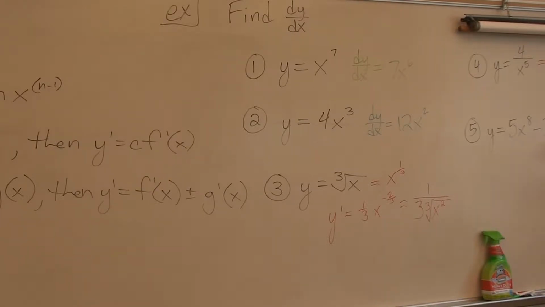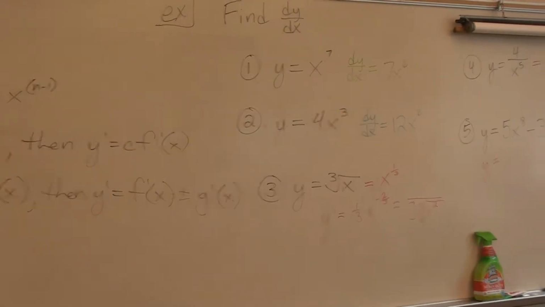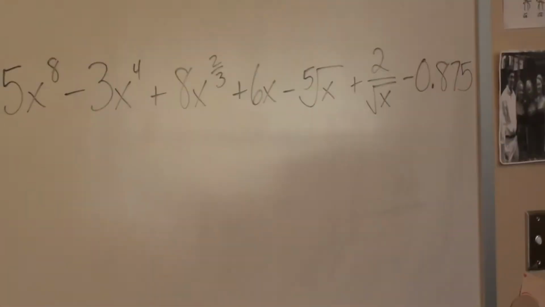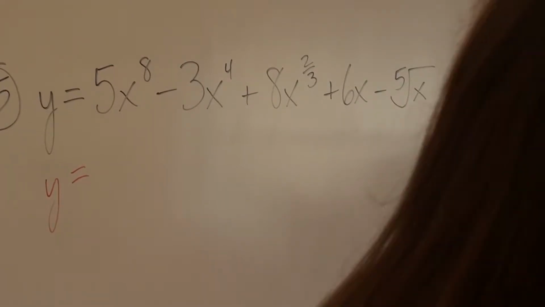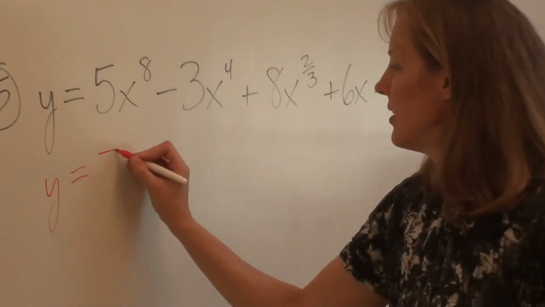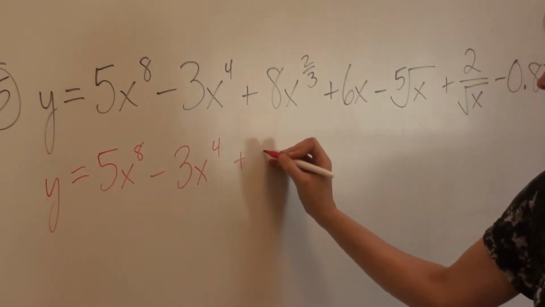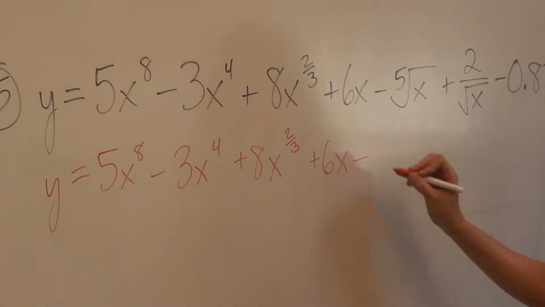Number 5. All right, number 5. I'm going to quickly rewrite this, and I'm going to move the camera so it gets in. Okay, let me zoom in a little. Okay, so we have, this is just 5x to the 8th. This is 3x to the 4th. This is 8x to the 2/3, no difference. And this is 6x. Now we get into the fun stuff.